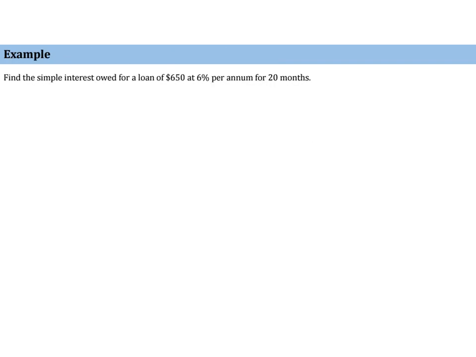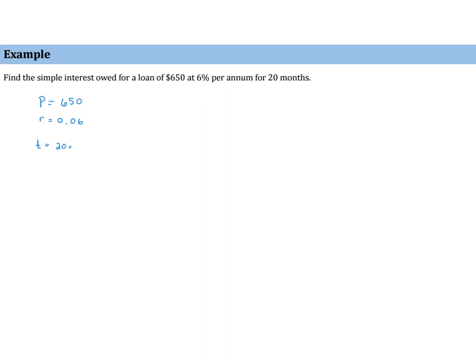So let's find the simple interest on a loan of $650, which is borrowed at 6% annual interest for 20 months. So how do we do this? Well, the principal is the amount, in this case, that is borrowed because we're talking about a loan. The interest rate is 6%, so we write that as a decimal. And then the time is 20 months, but we have to write that in years.